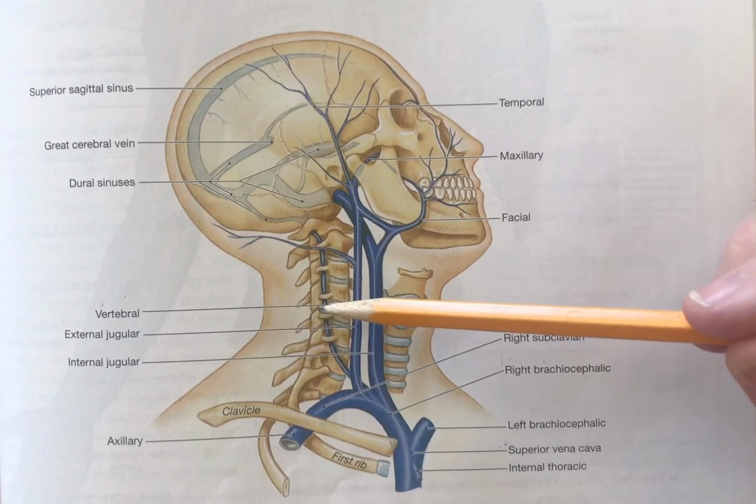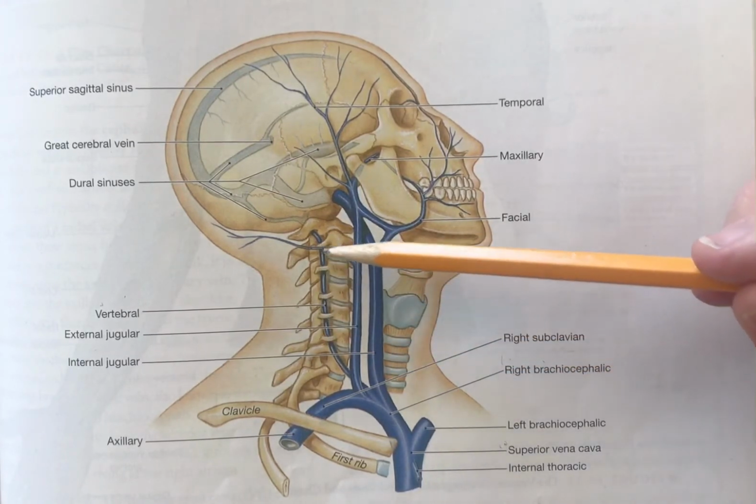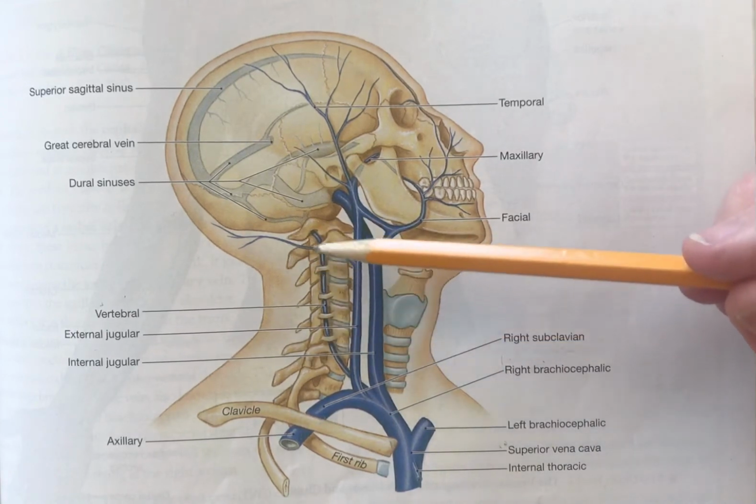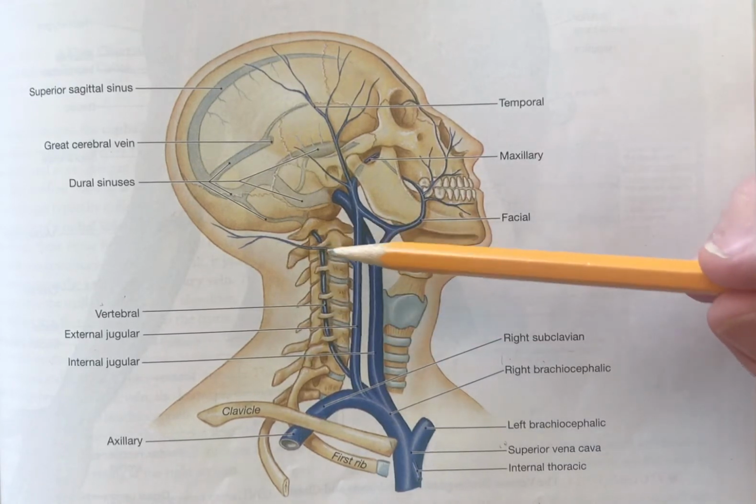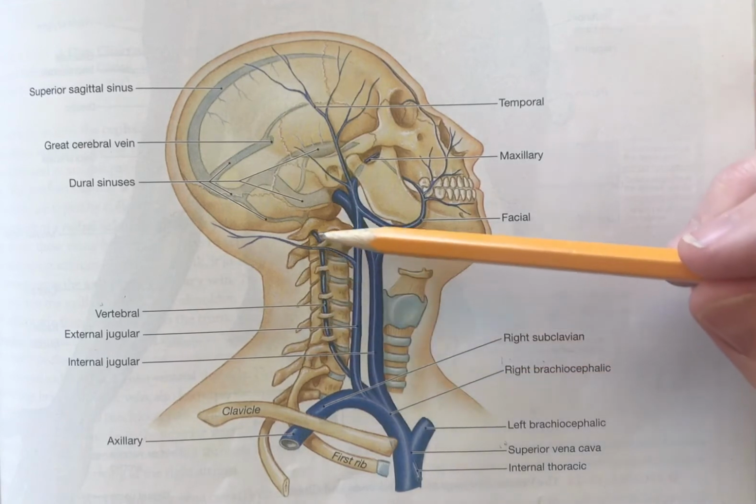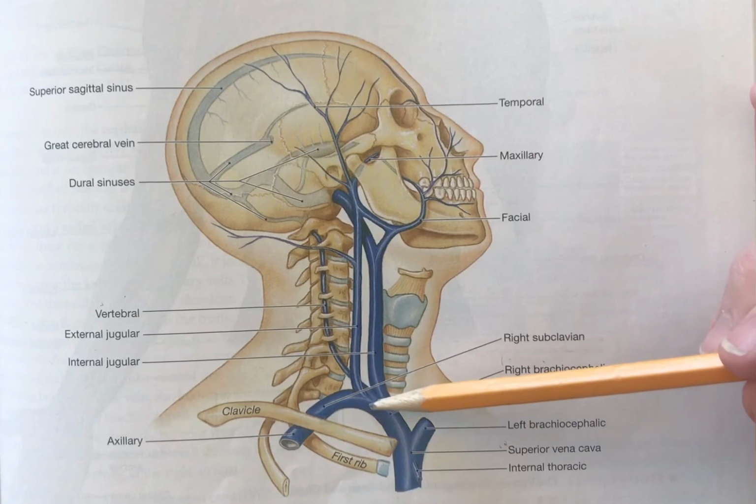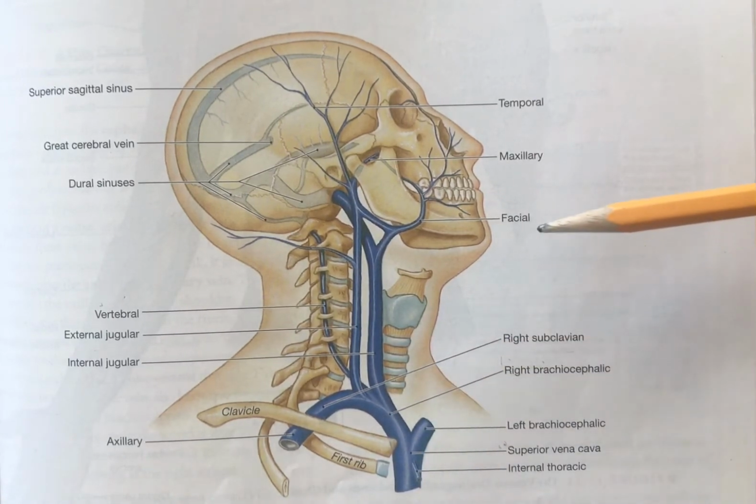So if you look, we have the vertebral artery right here, and if you notice, the vertebral artery goes through the transverse foramen of the transverse process of the cervical spine. If you recall, the vertebral artery also went up through this, up to the head. Now it's coming down into the brachiocephalic vein, which is down in here.